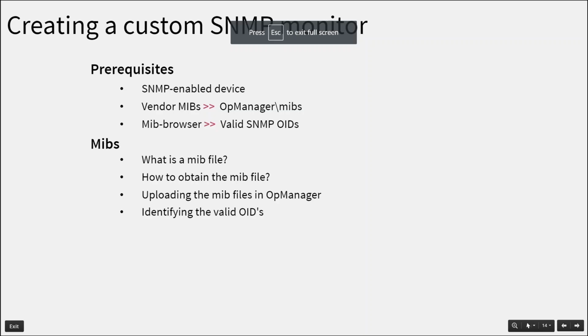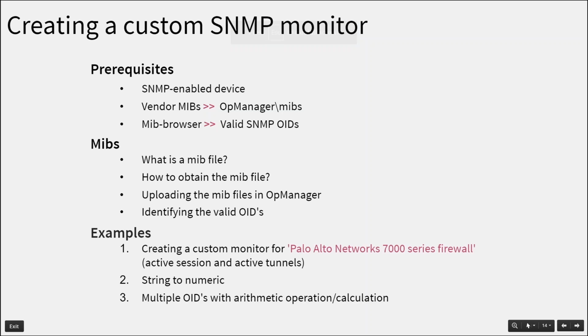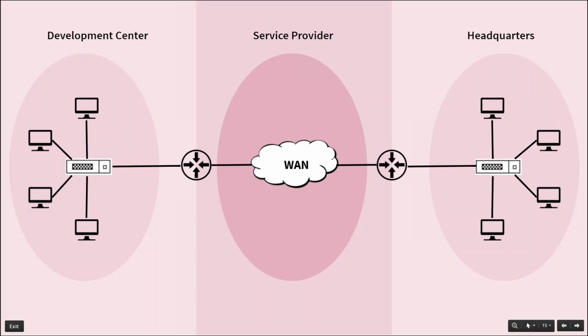So that is all about adding custom SNMP monitor, and if you have any questions, feel free to post them in the chat panel. Alright, so with that we'll move on to the next section, monitoring the WAN links.